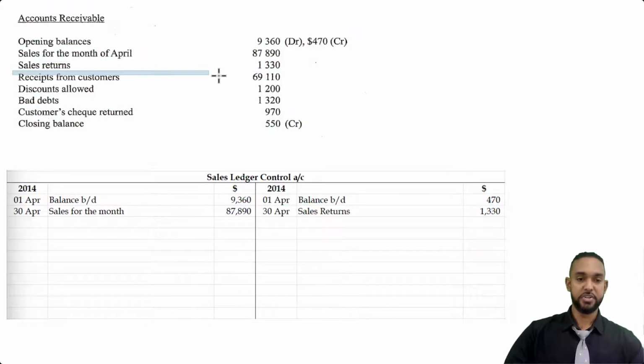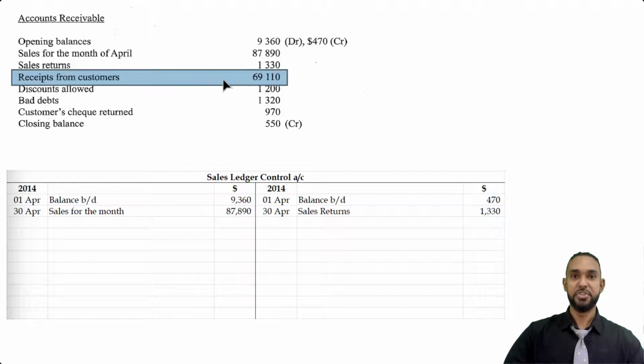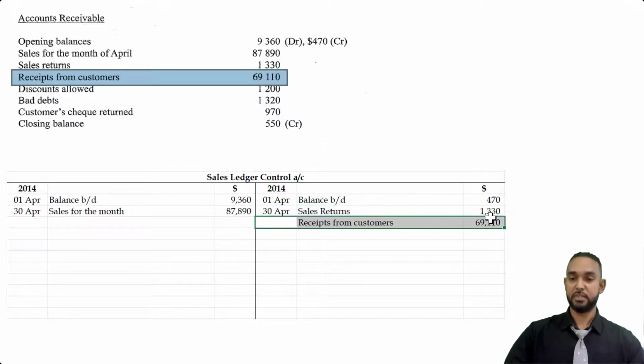Next, I'm seeing receipts from customers. So receipts from customers, that means money received from our customers, our credit customers. In other words, they are paying off what they owe us. And when they pay off what they owe us, it means the asset of debtors is going down. And to record a decrease in an asset, you have to credit the asset account.